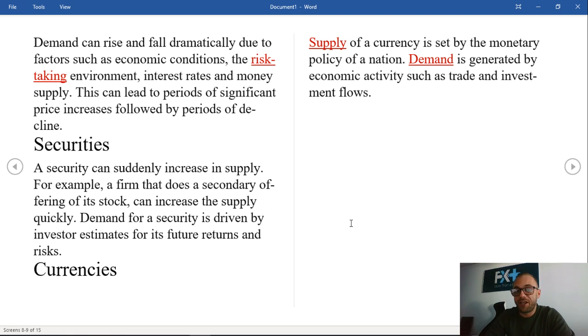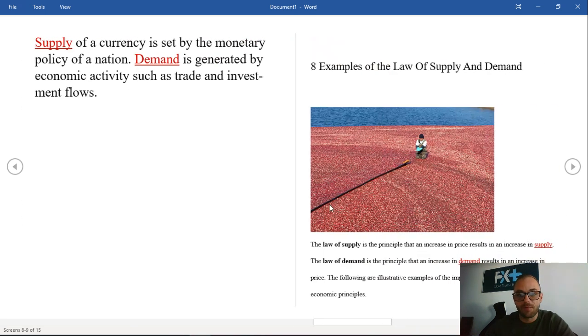Especially when it comes to trading currencies, and because of that, considering their convergence or divergence relationship with a certain commodity or another asset, of course other assets will be impacted as well. But most importantly, the supply of a currency is set by the monetary policy of a certain nation, and demand is generated by economic activity such as trade and investment flows, growth, GDP, and so on and so forth. There are a lot of fundamental factors that help us understand if we are in a demand-driven market or a supply-driven market.